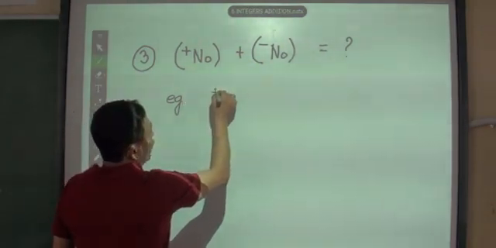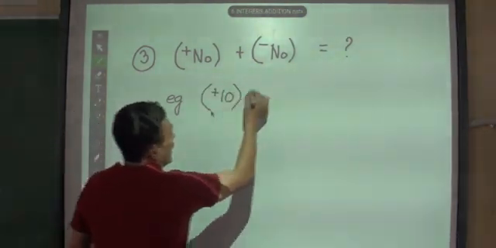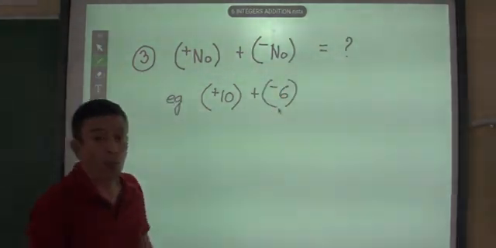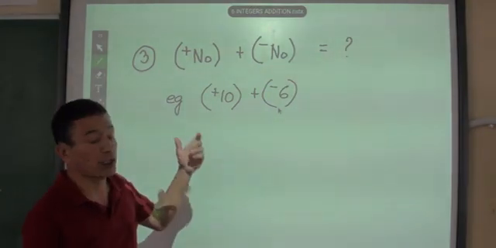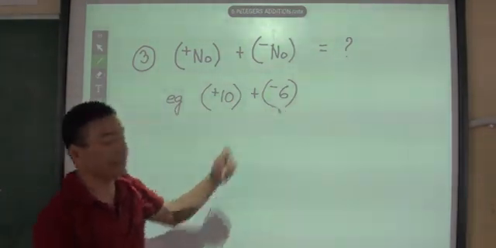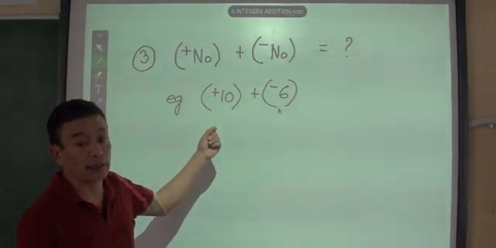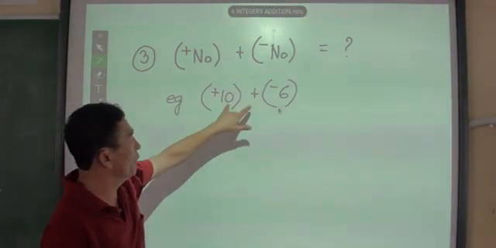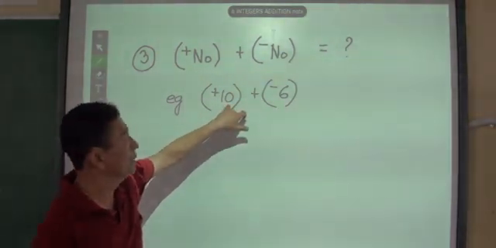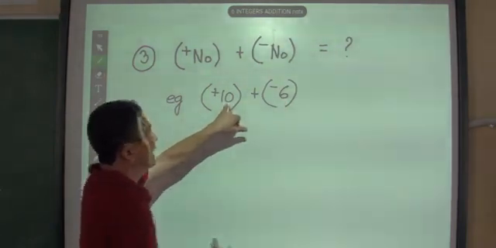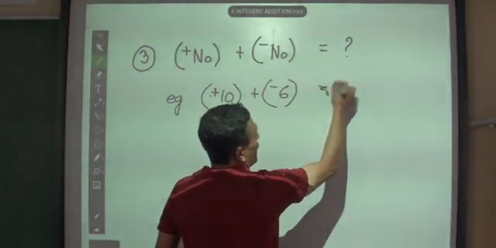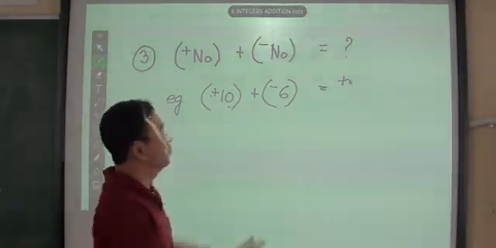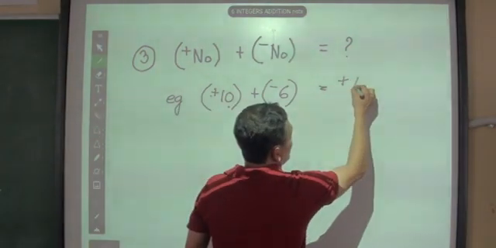Let's say we've got positive 10 added to a negative 6. What we got to keep in mind is, first of all, see, one is positive, one is negative. Always look at the sign of the bigger number. The bigger numerical value will be 10, because 10 is bigger than 6 and 10 has a positive value. So my answer is going to be positive. This time we have to subtract the numbers. So 10 minus 6 will give you 4.